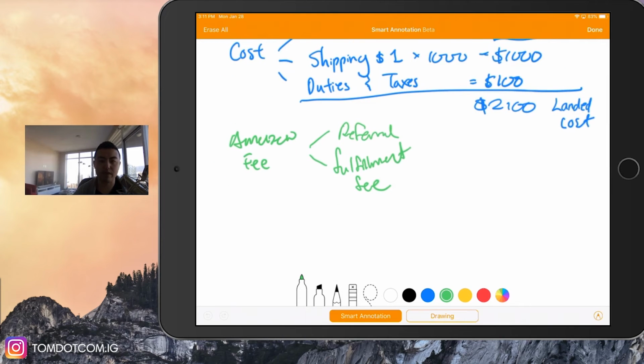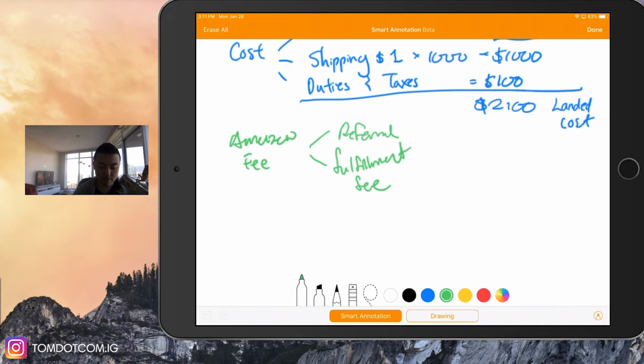Now, referral fee is simply the commission that Amazon takes. So it's basically saying, hey, you want to sell your garlic press on Amazon? Well, we deserve a commission for every single product that is sold. That is fair. Fulfillment fee includes pick and pack, it includes warehousing, it includes shipping, it includes all that type of stuff.